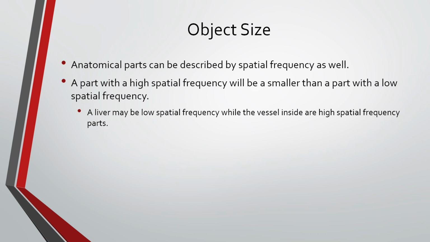So the same with the part. The higher the spatial frequency, the smaller the part. A part with high spatial frequency will be smaller than a part with low spatial frequency. So a liver may be like a low spatial frequency part, let's say, while the vessels that are inside the liver would be like a high spatial frequency, because the vessels are much smaller.